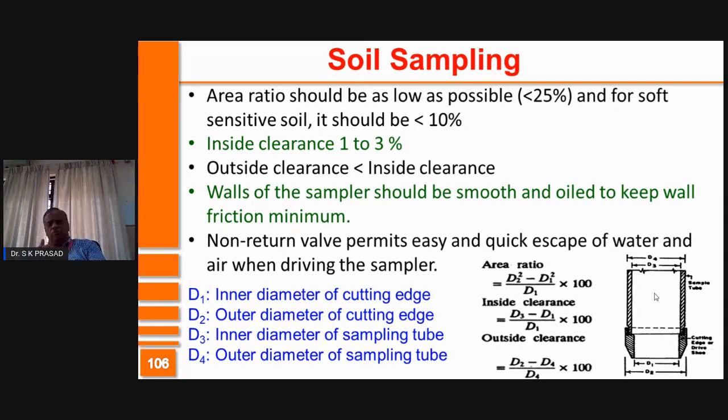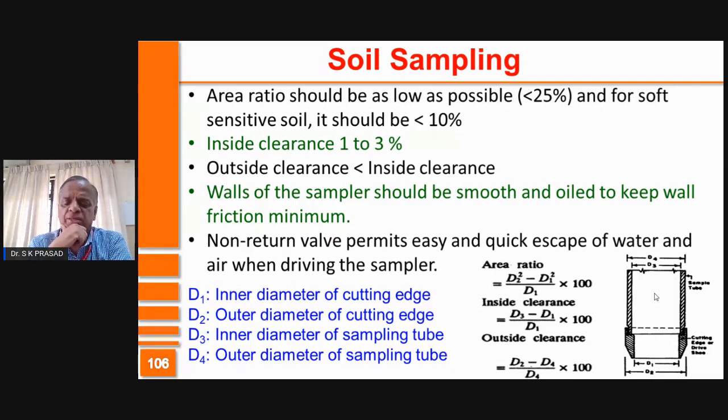So in order to achieve good sampling and improved results, the area ratio should be as low as possible, 25% or lower for general soils, and for soft sensitive soils, it should be much lower, around 10%. Inside clearance ratio should be between 1 to 3%. Outside clearance ratio should always be less than inside clearance ratio. The wall of the sampler should be smooth and it should be oiled before utilization.